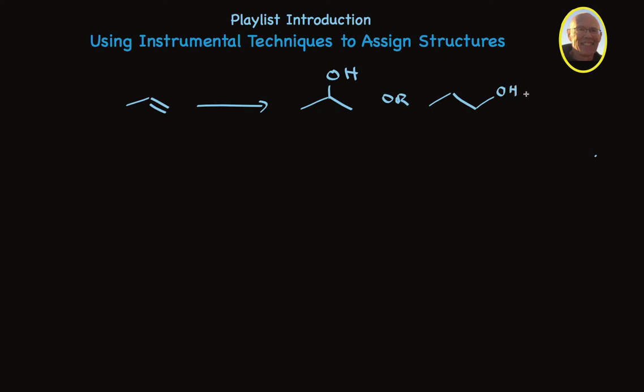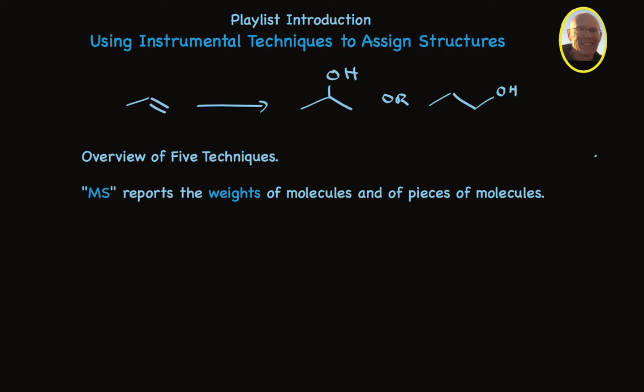You'll see that using the instrumental techniques described in these lectures, we can determine structures with great confidence, and we can know for certain whether we made the secondary alcohol or the primary alcohol in the example above. The first lecture will give you an overview of the 5 techniques and how they might be applied in combination to make structure assignments. Following that, I'll describe mass spectrometry, often called MS, which reports the weights of molecules and the weights of pieces. This can be very powerful information.